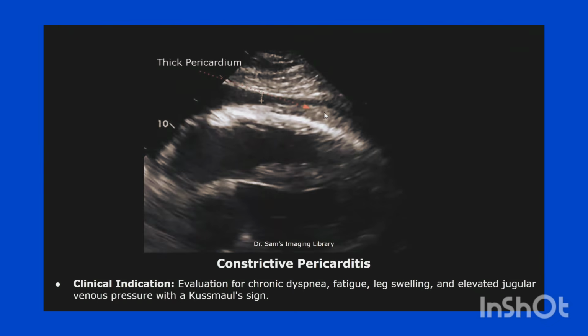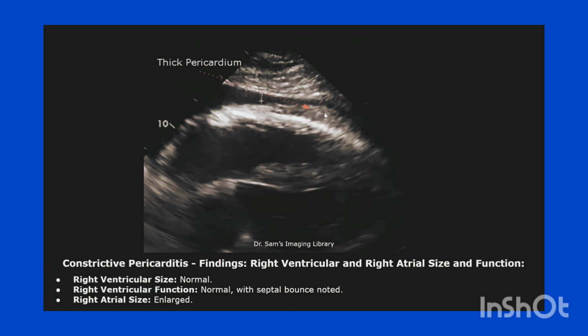This is a report for constrictive pericarditis. Clinical indications are evaluation for chronic dyspnea, fatigue, leg swelling, and elevated jugular venous pressure with a Kussmaul's sign. The right ventricular size is normal, but the right ventricular function is normal with septal bounce noted. The right atrial size is enlarged.